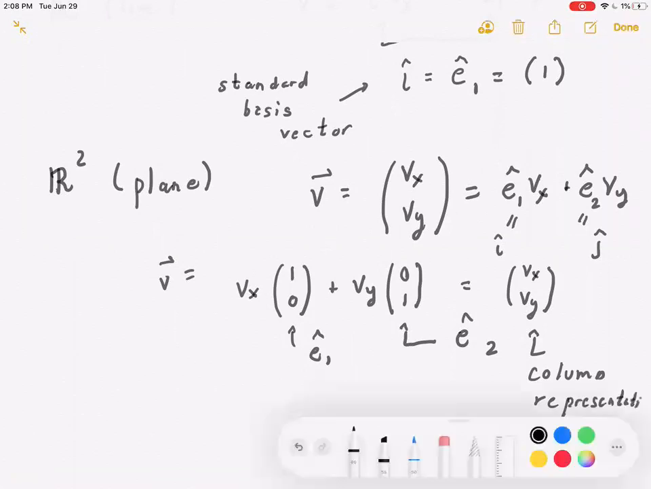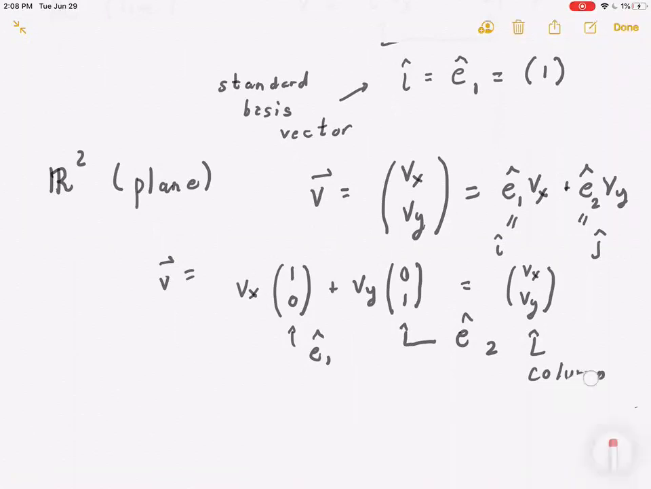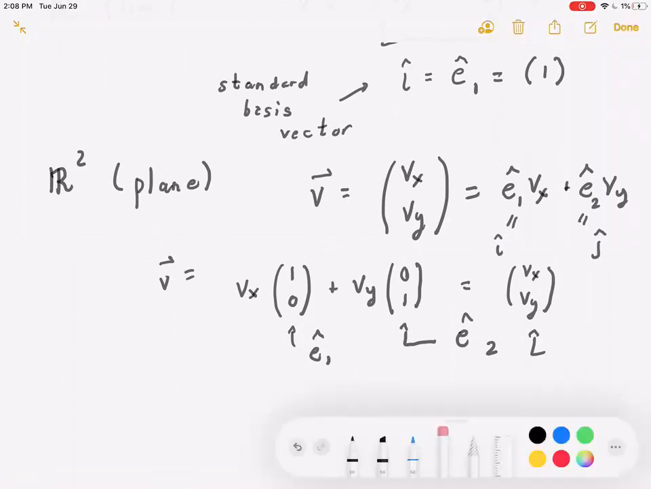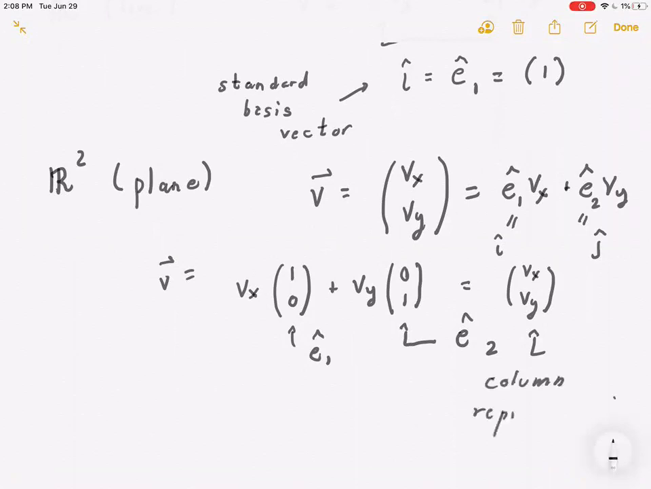Enough space for that. Well, let's give ourselves a little bit more space. This is in column representation.